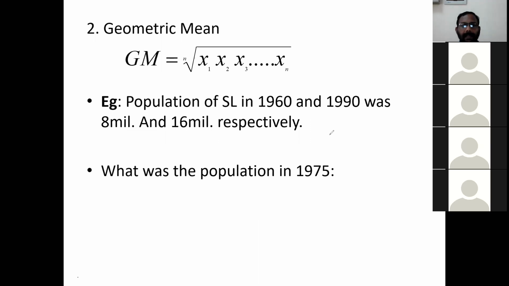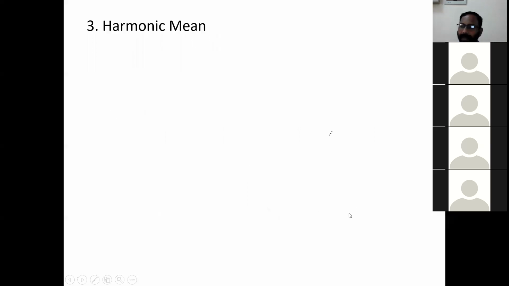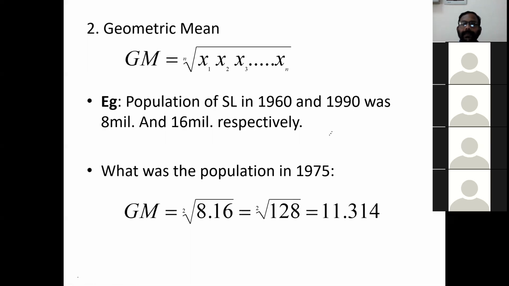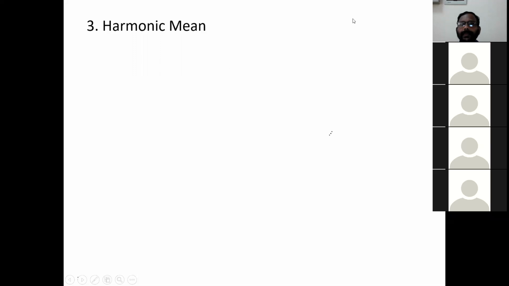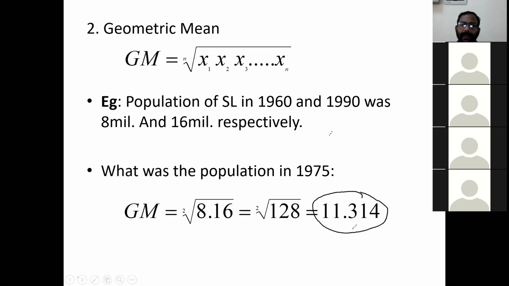So in this case, how can we calculate the value? Geometric mean is equal to the square root of 8 into 16. If you take the value, the answer is 11.314 million. That is the population in 1975.